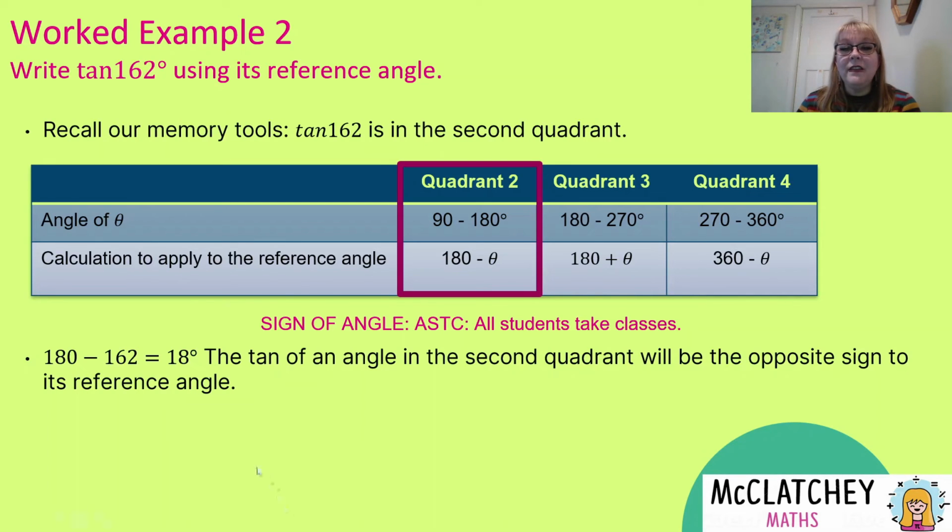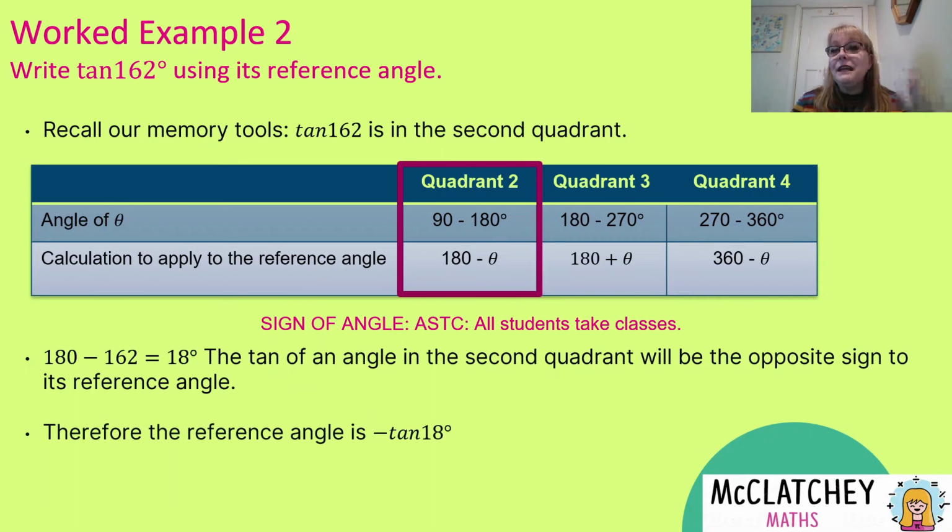Now remember, tan in the second quadrant, ASTC. The only thing that is positive in that second quadrant is sine. So that means tan is going to be the opposite sign to the reference angle. Now we've been given tan 162, which means it will be negative tan 18.